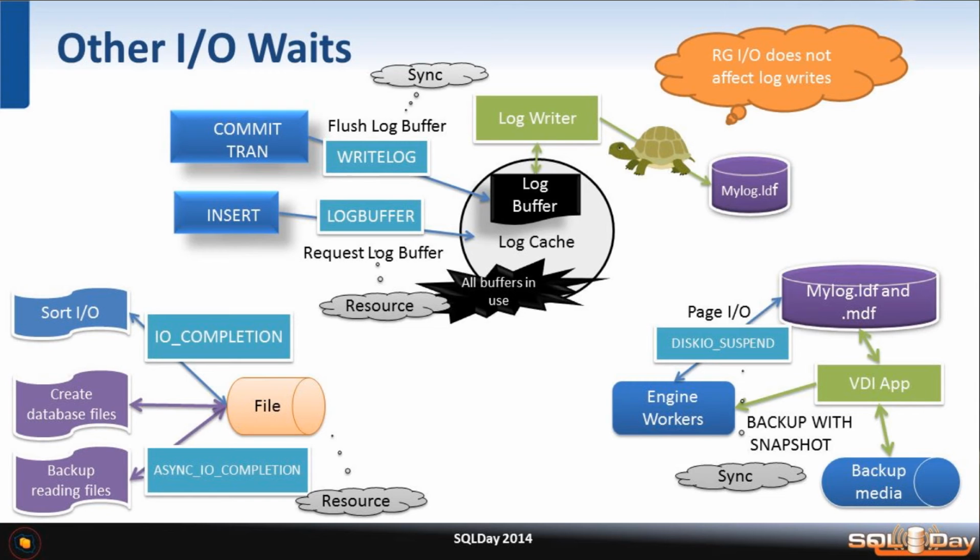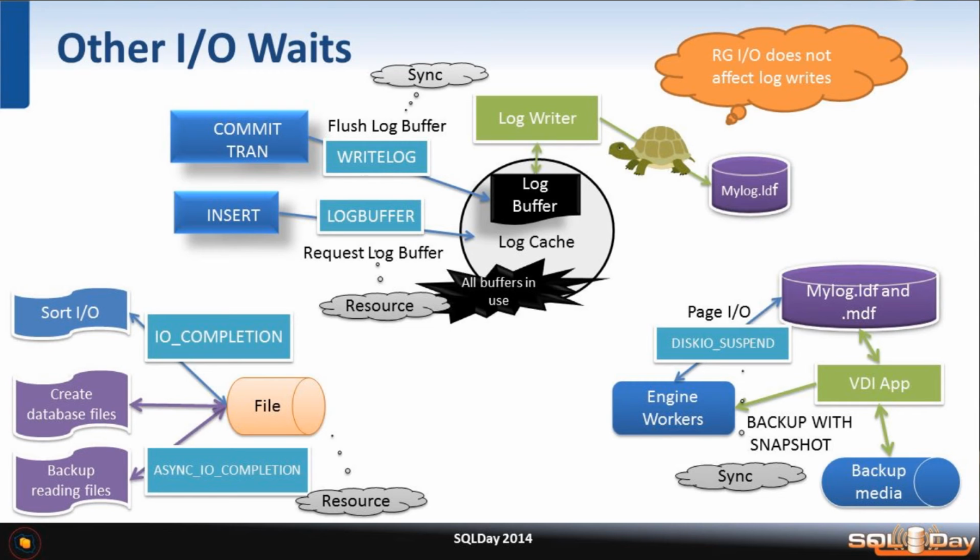If you see enough of these problems back up, you might have what's called a log buffer wait for other types of queries that need to write data into a log buffer. If we only have some of these log buffers, and all of them are in use because we can't flush them, it backs up into a victim scenario where other commands might be waiting on that resource.